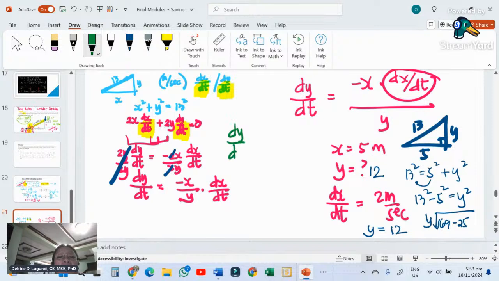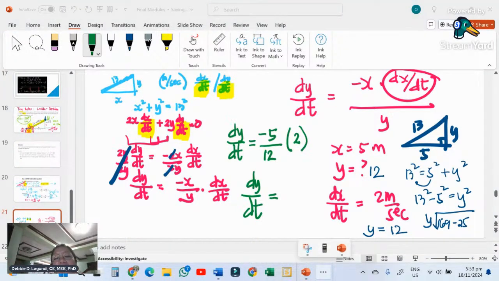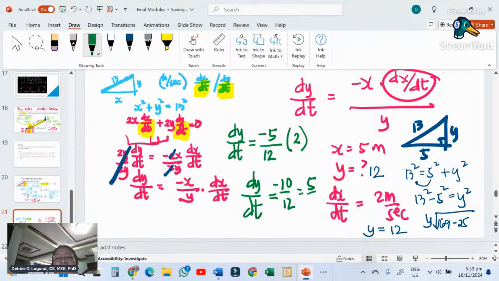All right, so dy over dt will be equal to negative 5 over y, which is 12. Dx over dt will be 2. So dy over dt is equal to 10 divided by 12. So 10 divided by 12 is actually, hang on, let's do it, negative 10 over 12 times 2, so that it will be negative 5 over 6.